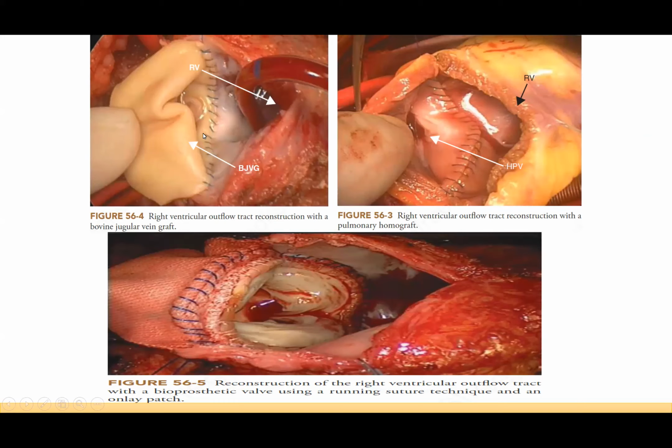So here in the pictures, we can see the right ventricular outflow reconstruction with the bovine jugular vein graft. And here we can see the pulmonary homograft as well, closing, and here the RVOT is closed with the running suture technique and an onlay patch. The onlay patch above the closure.